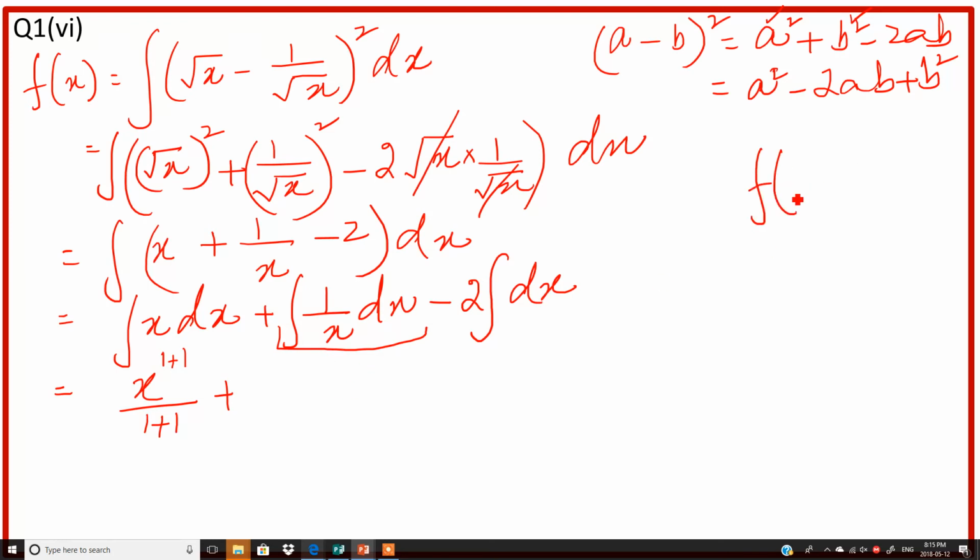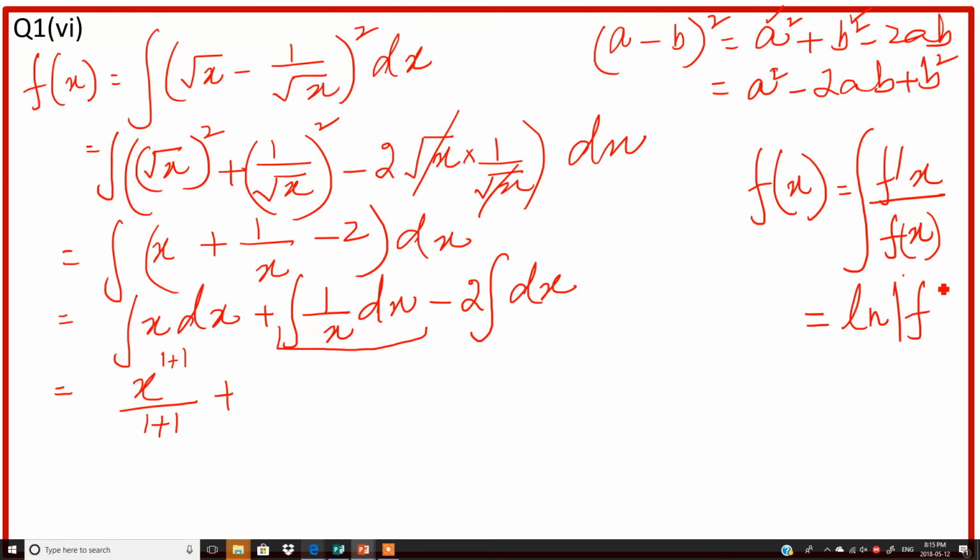So here I will explain to you. If f(x) means function, if we have like this function, you have to integrate function, and function is given in the denominator while the derivative of the function is in the numerator, then the integration of this f(x) will be natural log of f(x), right? Whatever you have here.